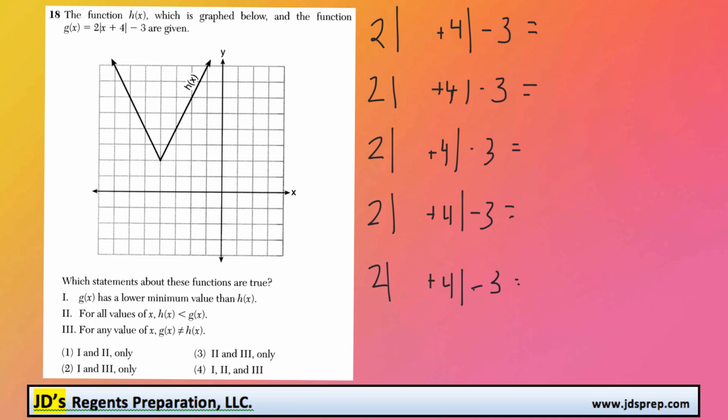This is problem number 18 from the August 2017 Algebra Regents exam. In this question, we're given two functions, one visually, that's h of x, and then the other function we're just given the equation for, that's g of x equals 2 times the absolute value of x plus 4, and then minus 3. And then we need to compare the two of them.